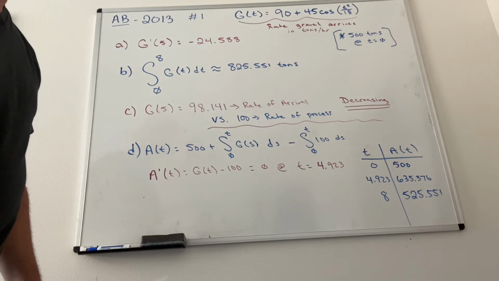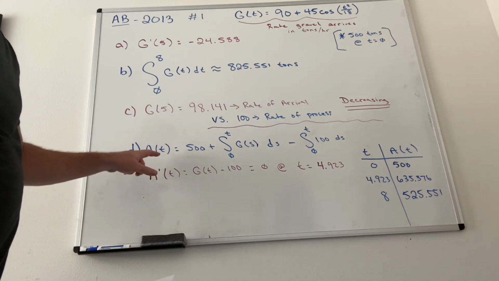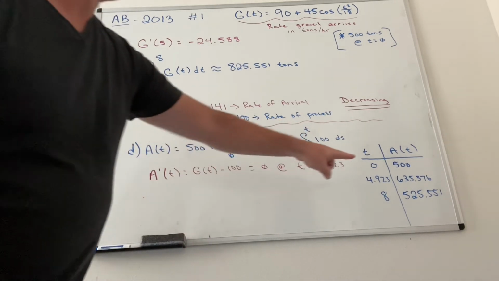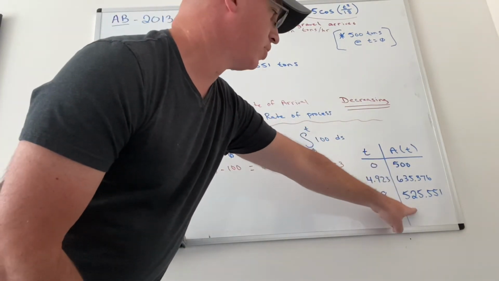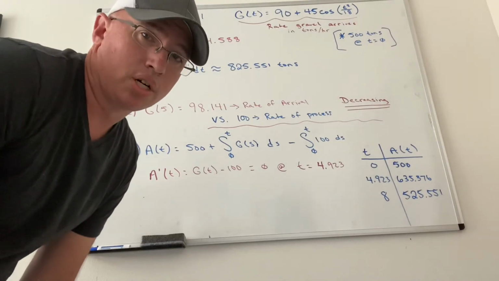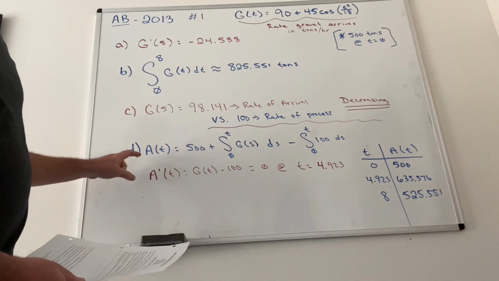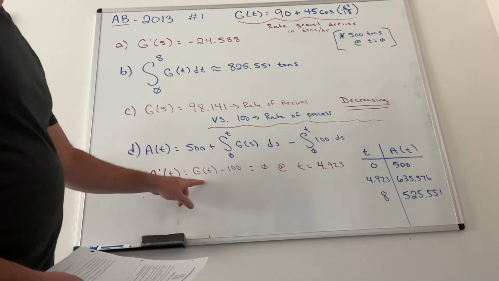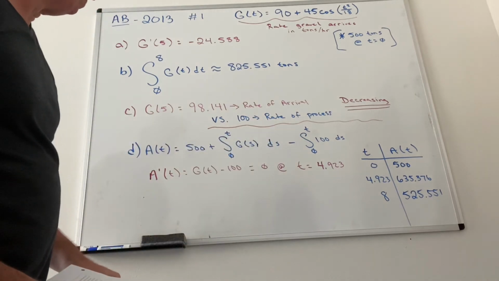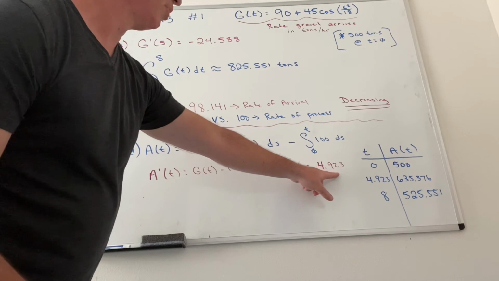And so we have to consider our endpoints. So I'll be plugging a 0 and an 8 into this equation. When I do that, I get 500 and 525.551. Maximums could also occur when the derivative is equal to 0. So you differentiate this and you get G(t) minus 100. That's just the second fundamental theorem happening right there. It equals 0 at 4.923.